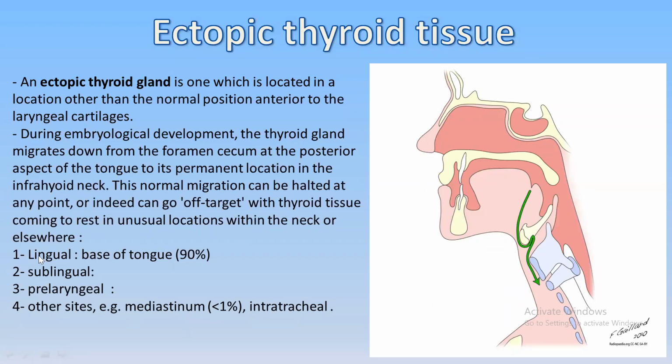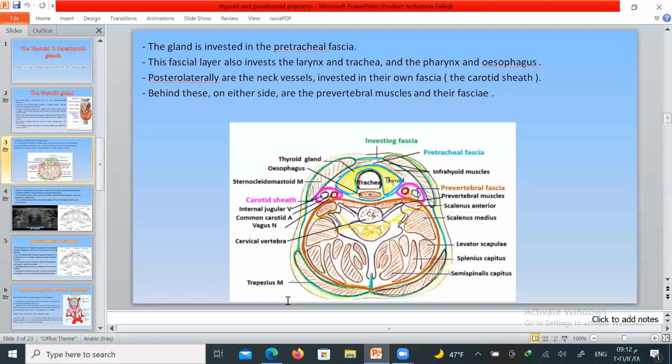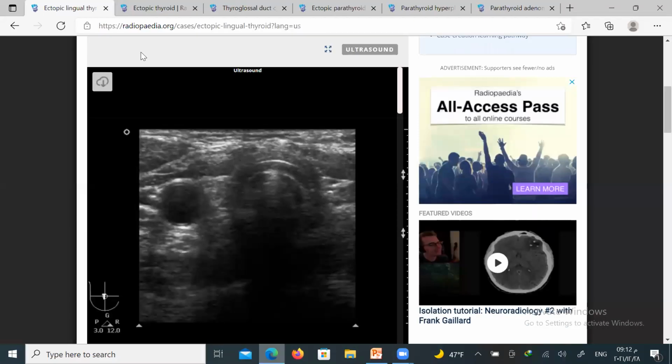The most common location is the lingual or base of the tongue in 90%, and also sublingual, prelaryngeal, and other sites, the mediastinum or intratracheal. Let's see this case from Radiopaedia about the ectopic lingual gland.